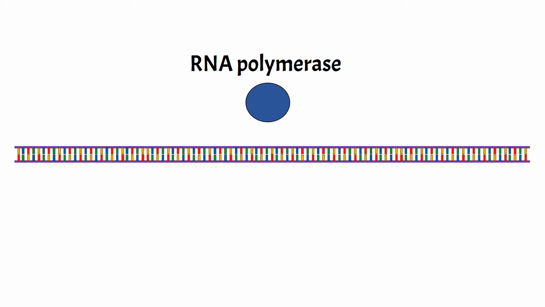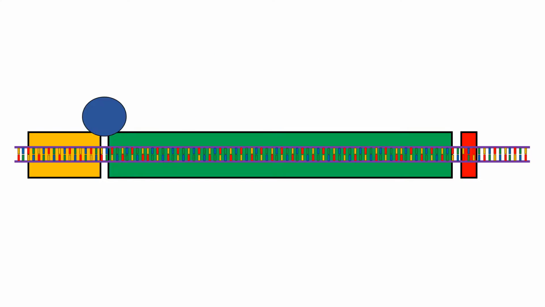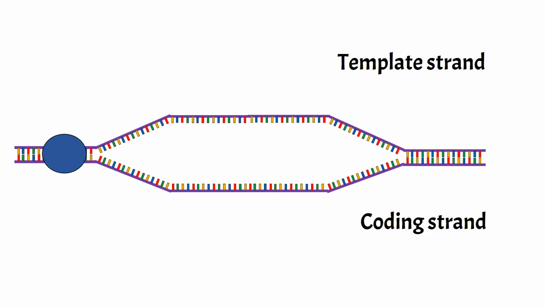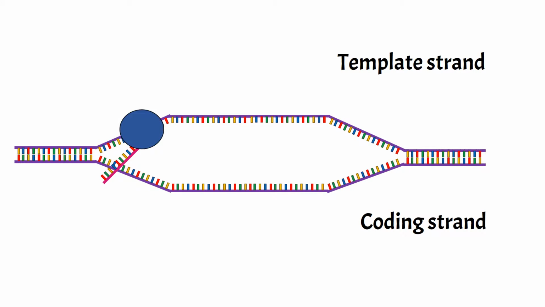The key enzyme involved here is RNA polymerase, because it builds the RNA polymer from monomers called nucleotides. RNA polymerase floats around the nucleus, and when it finds a promoter on the DNA, it binds to it and begins moving down the gene. As it moves down the DNA, it unzips it into two strands, called the coding strand and the template strand.